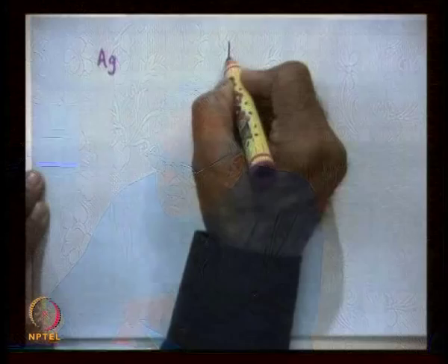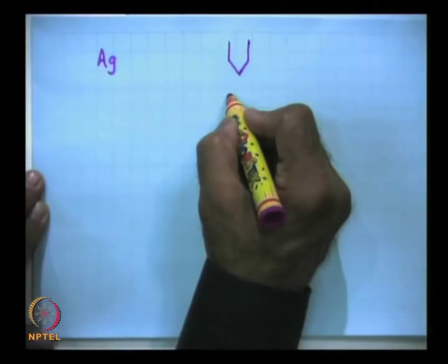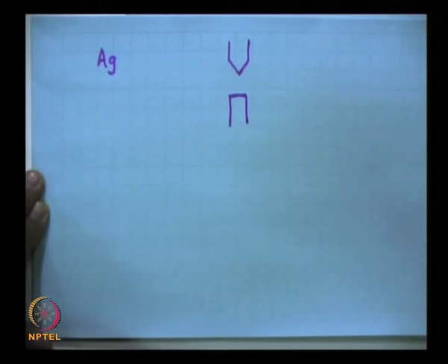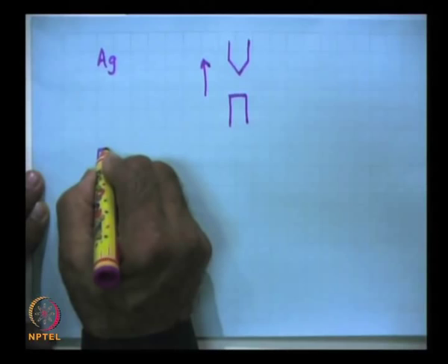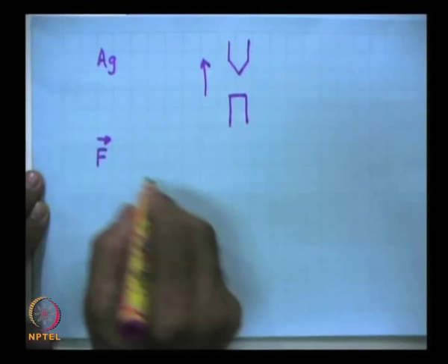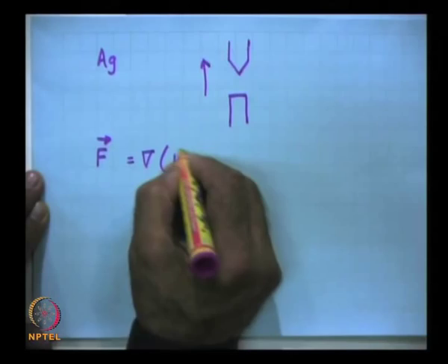So, I make the neutral silver atoms pass through a very strong inhomogeneous magnetic field in the z direction. Now, the force that is acting on the silver atom because of its magnetic moment is equal to gradient of mu times B.